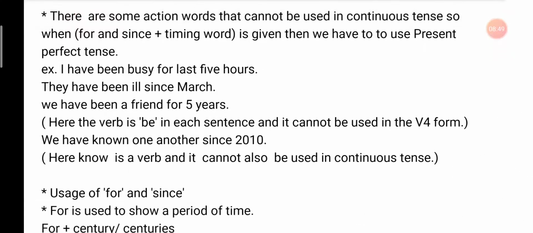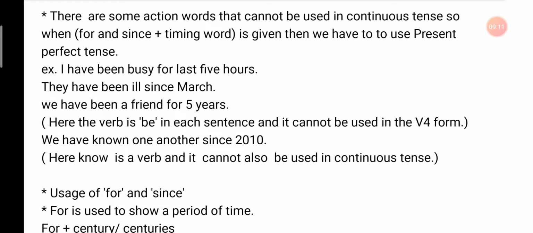There are some action words that cannot be used in a continuous tense. So when for and since plus a timing word is given, then we have to use present perfect tense, such as: I have been busy for last 5 years. Here there is no verb also.